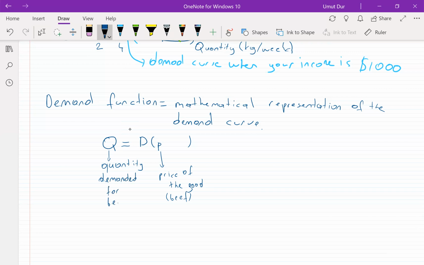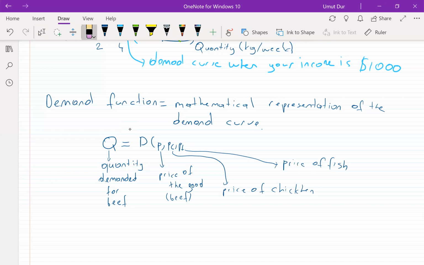for beef, and then it will depend on the price of the other goods, so which can be PC. So this will be the price of chicken. Okay, so it can depend on the price of another good, which is PF, the price of fish. Okay, and it can also depend on your income level. Okay, Y is the income.